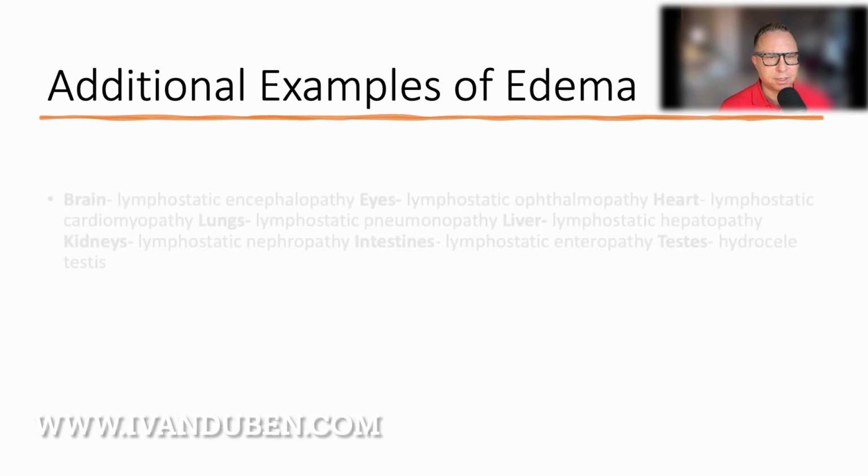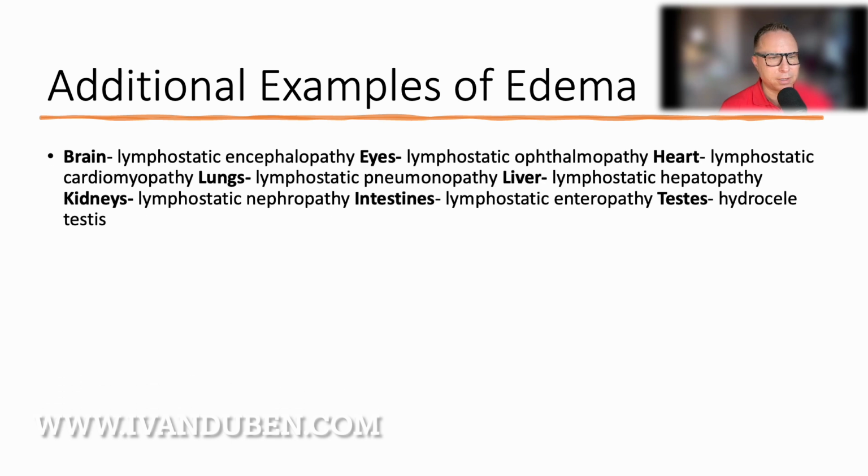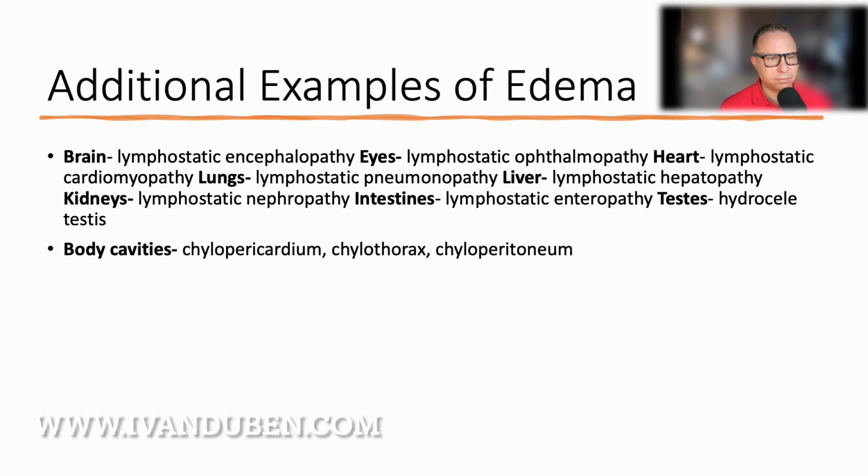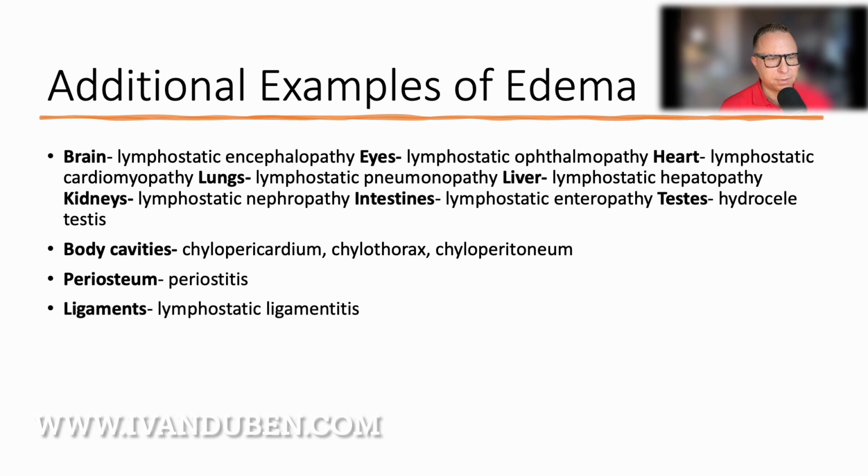Additional examples of edema, which I'm not going to go into great detail to pronounce, most of them are tongue twisters, but you can see that when you're examining areas, the brain, the eyes, the heart, the lungs, the liver, the kidneys, in the intestinal tract, the testes. Further, you can go into the body cavities, the periosteum, the ligaments, and including the tendons, which initially you have the example of lymphostatic tendinitis.